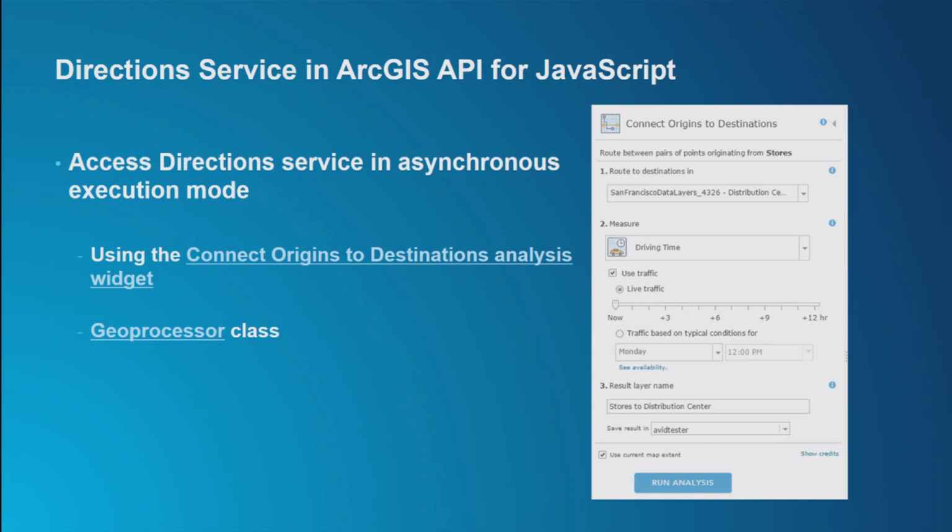If you want to do the asynchronous execution mode, say you have a spreadsheet of start locations and end locations, you want to find travel distances and travel times between all of those start and end pairs, you may end up using this connect origins to destinations analysis widget in your app. Or if you want to really exercise the asynchronous execution pattern through JavaScript code, you can use the geoprocessor class.